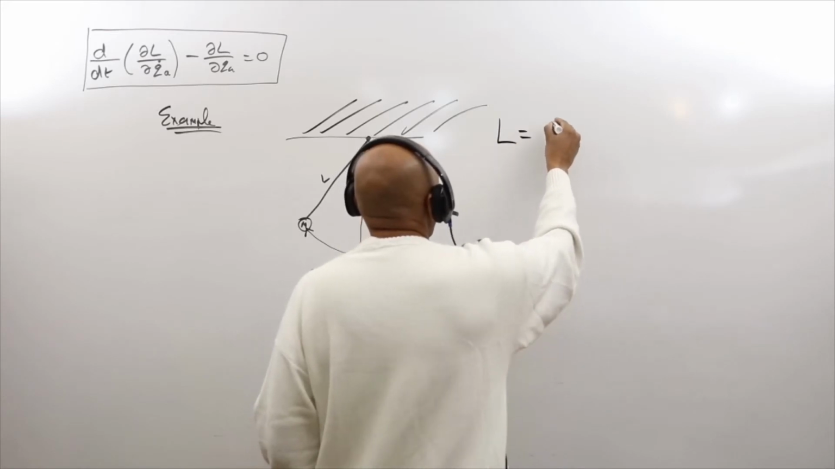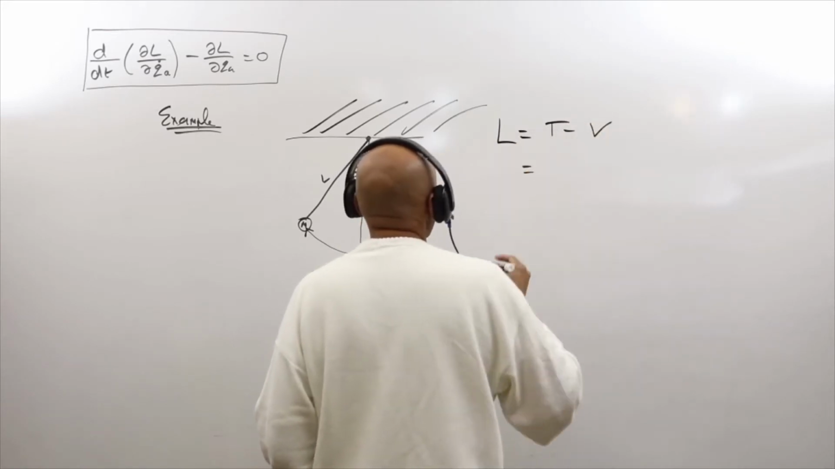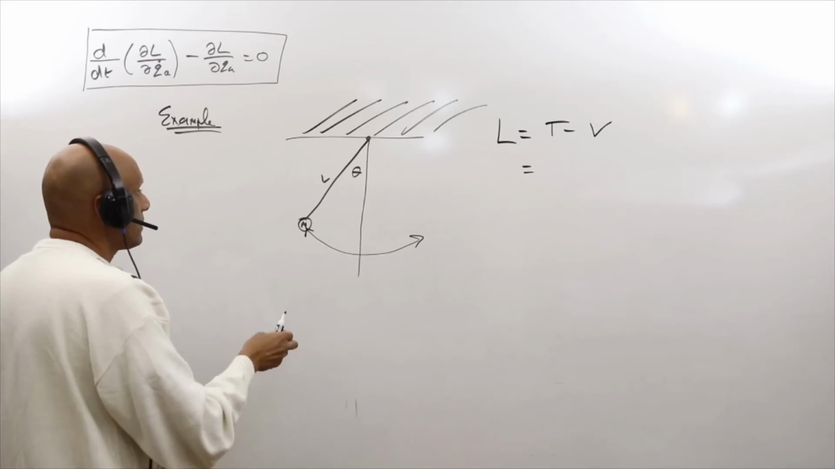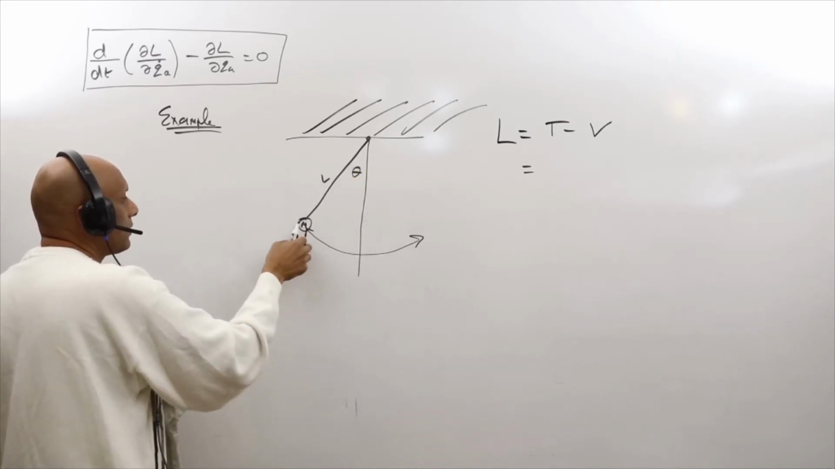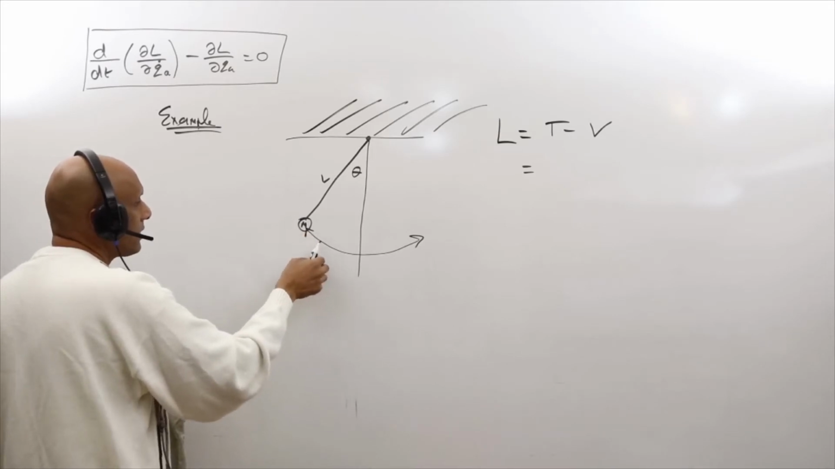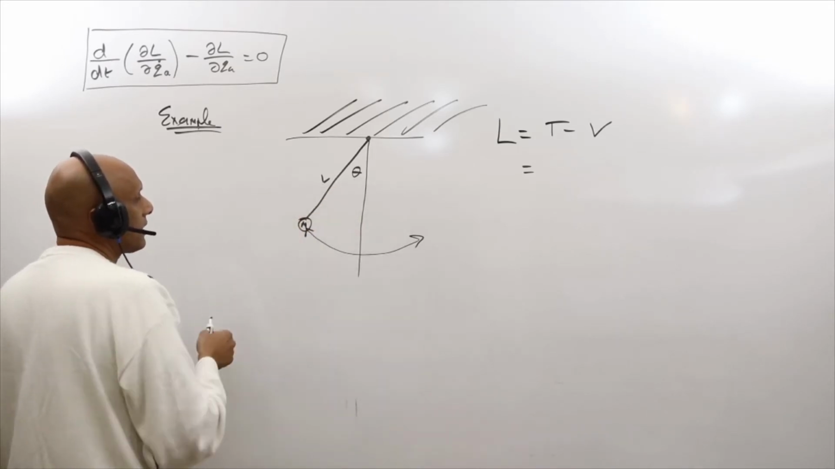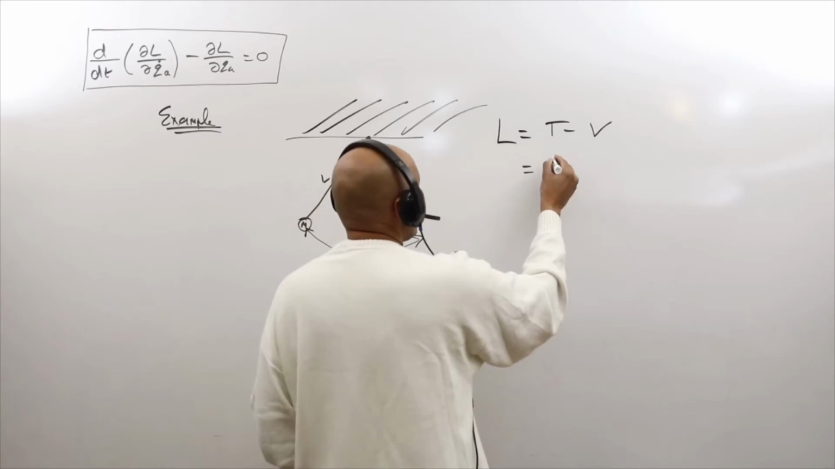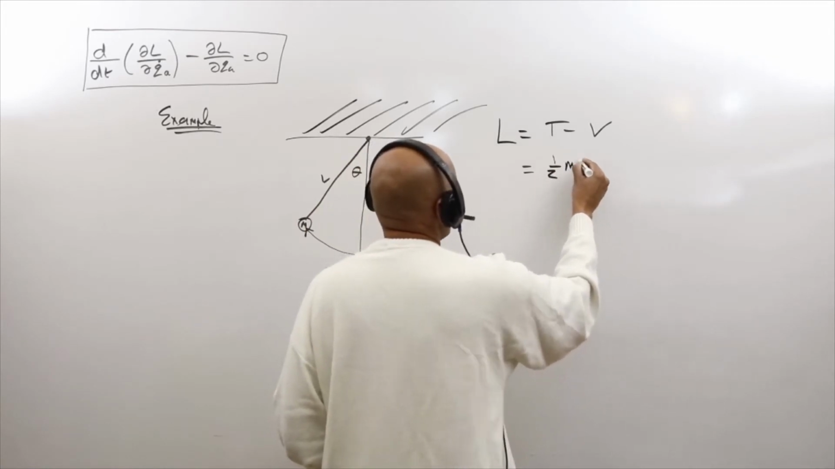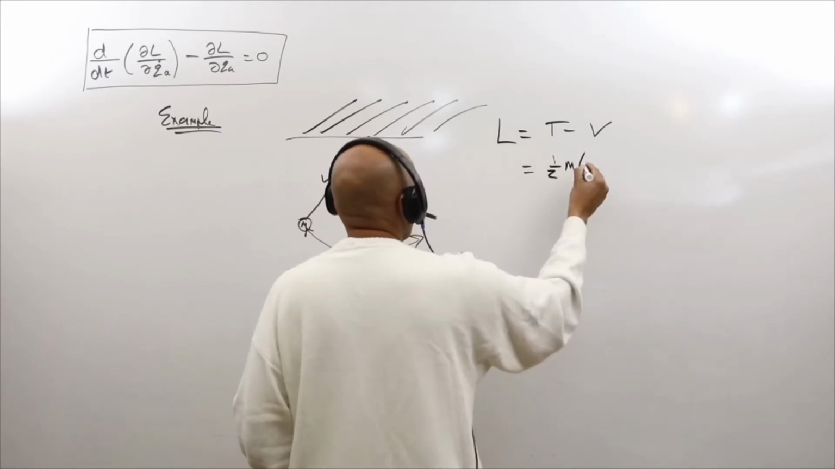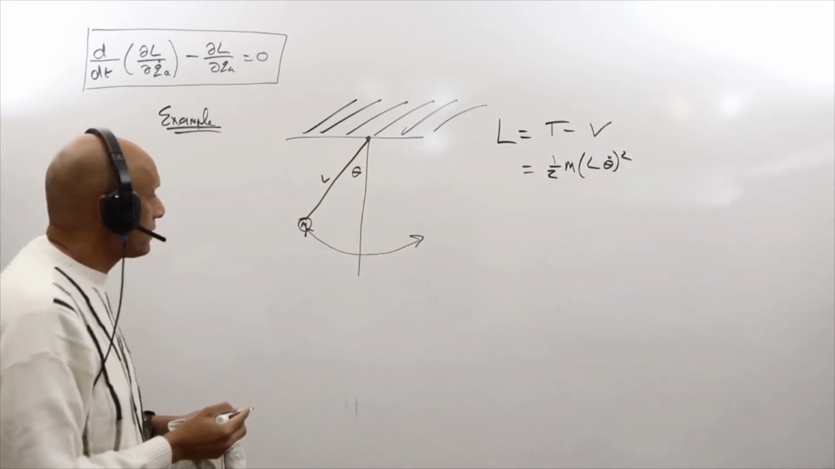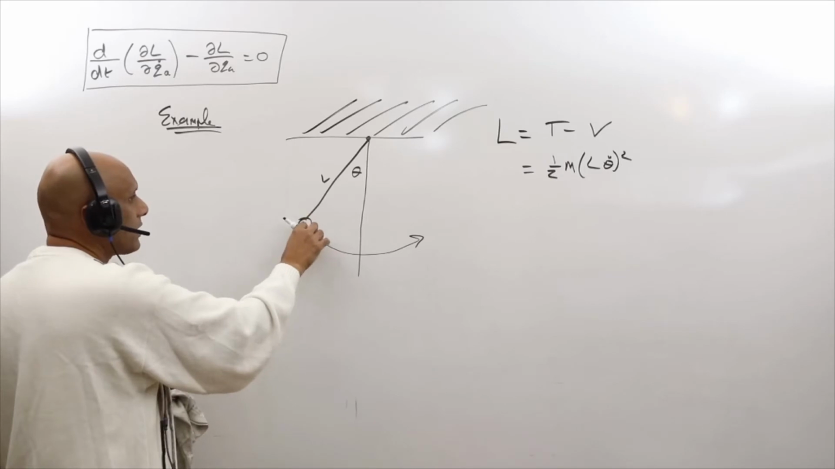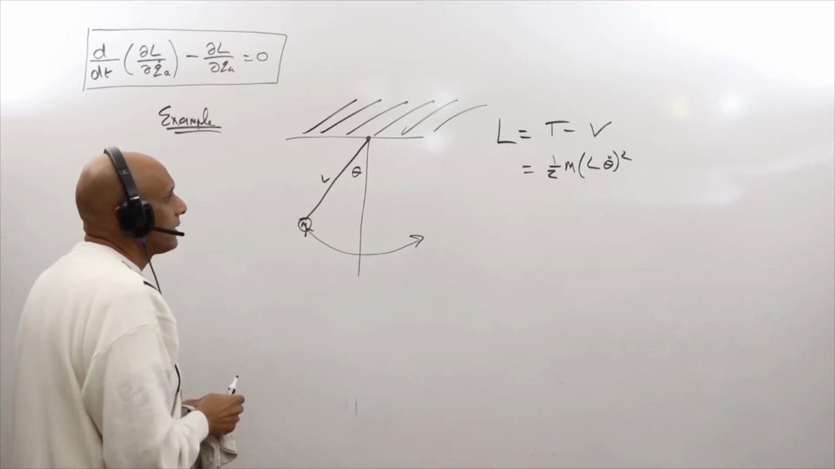It's actually T minus V again. So if you think about what the kinetic energy is, the velocity is given by L theta dot. So our kinetic energy is nothing more than 1/2 mass times the length L theta dot squared. That's your kinetic energy. That's the tangential velocity L theta dot.